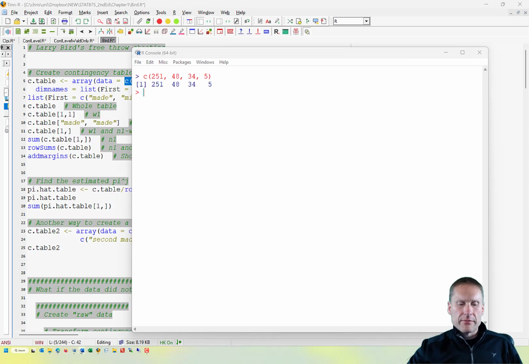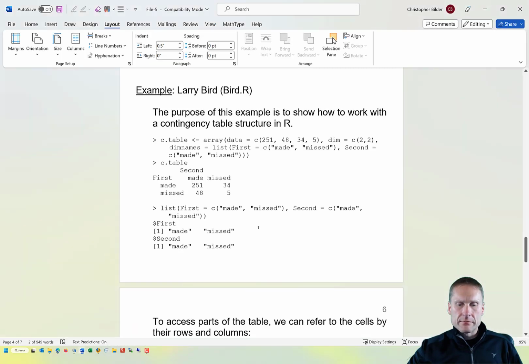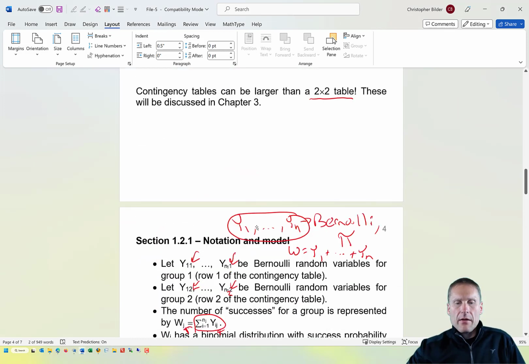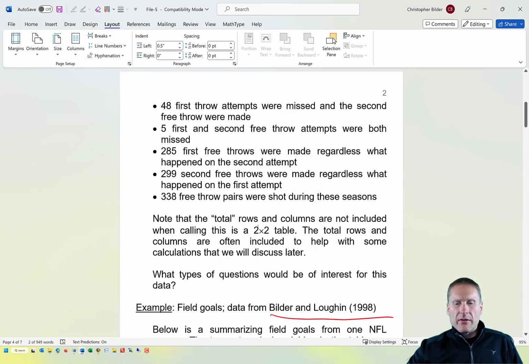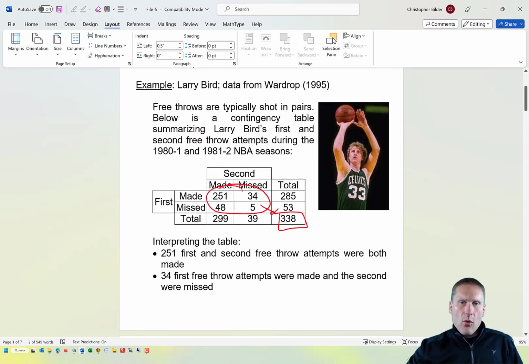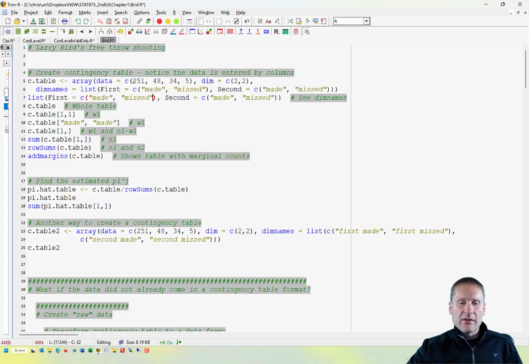Let me bring up my notes here. So if I go all the way back to the data, the order that you see these counts entered into that C function corresponds to how I order it, by column. So I put 251 first, then 48, then next I put 34, and then 5. So let's go back. So you can see definitely I have that ordering there.